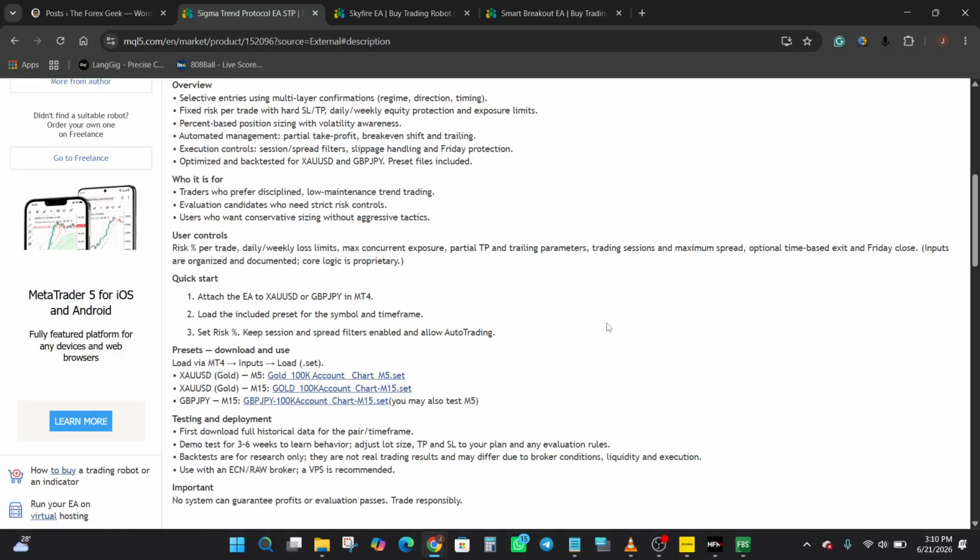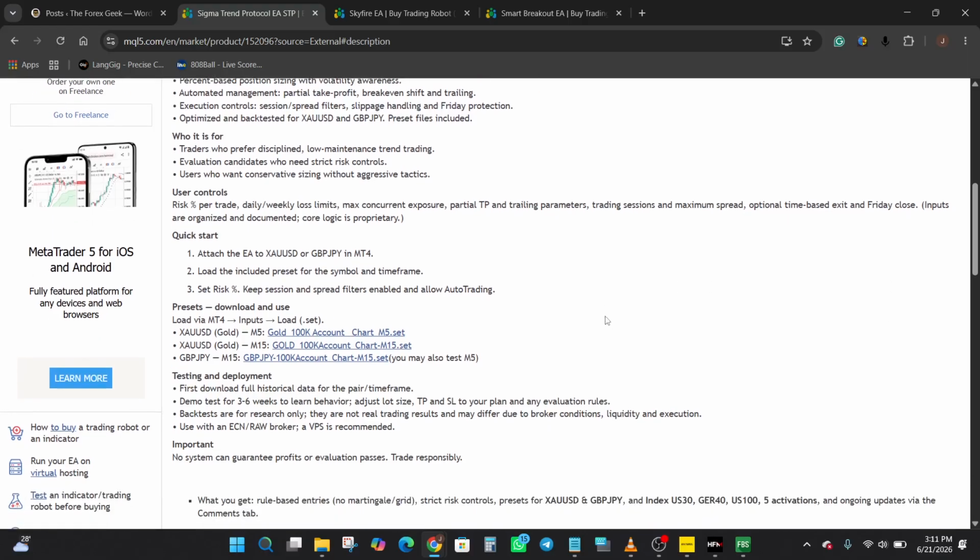Further down the page, the developer provides recommended deployment information. The included preset files are designed for XAU-USD on M5 and M15 time frames. You can see with mention that users may also test GBP-JPY on M5. These are the primary symbol and time frame combinations referenced throughout the product description.